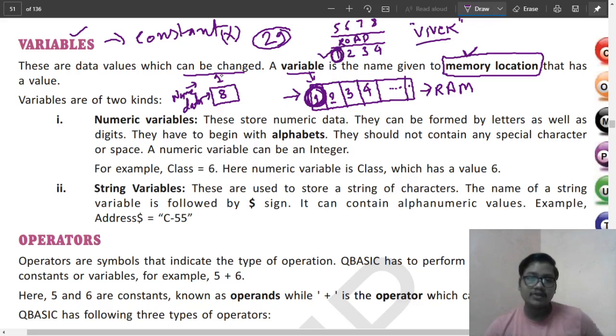Same here, number 1 is your location, and 8 is your data, the data that is stored. I think you guys are getting my point. So here the memory location is your variable. The variable is a memory location that will contain your numbers. Clear to everyone?